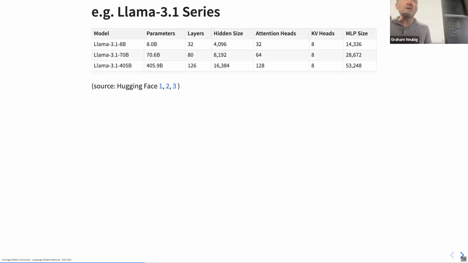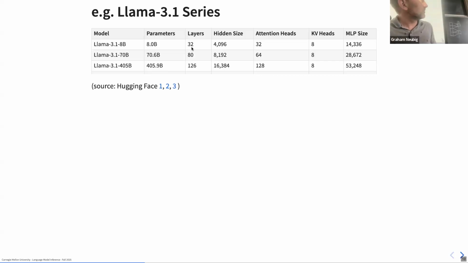So let's look at an example of how big these values are for the Llama 3.1 series. I just picked the Llama 3.1 series because it has one example of a very big dense model, 405B. This architecture is used pretty widely in a bunch of other model classes as well.